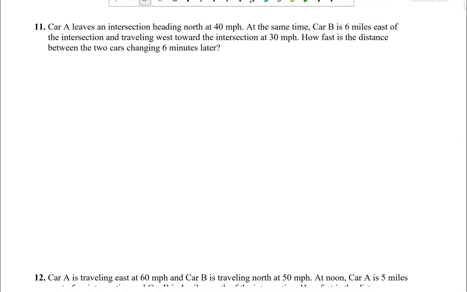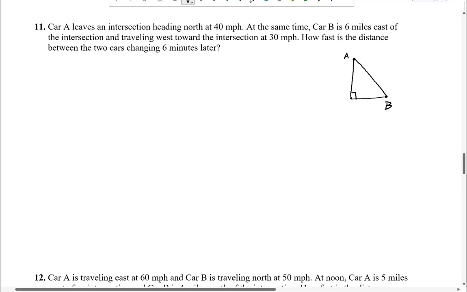Number 11, car A leaves an intersection heading north at 40 miles per hour. At the same time, car B is 6 miles east of the intersection and traveling west toward the intersection at 30 miles per hour. How fast is the distance between the two cars changing 6 minutes later? So let's start with the picture. If this is our intersection, car A is going north, let's say to here, and car B is traveling west towards the intersection like this. And this will be the distance between the two cars.